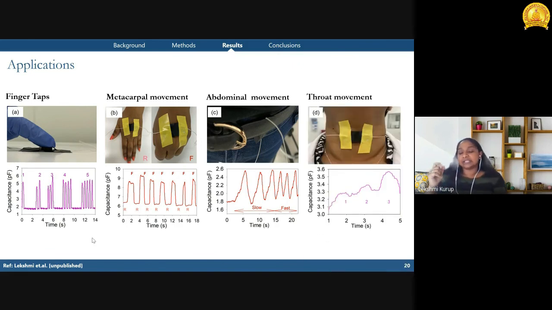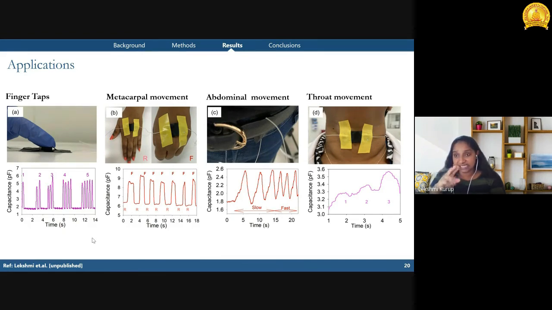Now, last was the throat movement. For the throat movement, I just attached the sensor over the throat and I just drank water, and then measured the capacitance. In the second figure, we can see 1, 2, and 3.